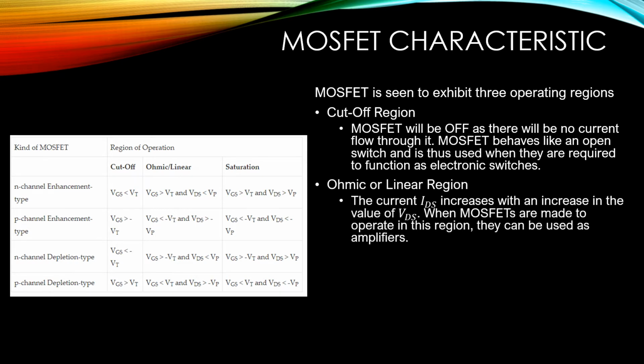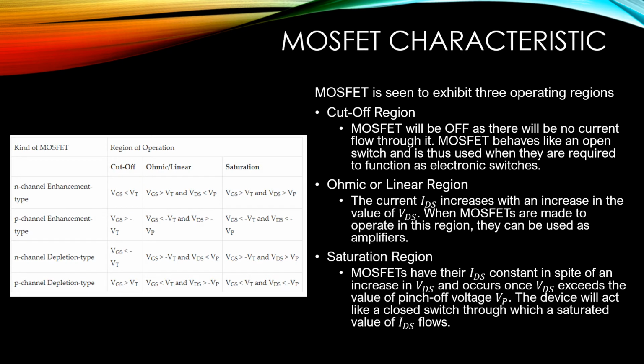The second region is the ohmic or linear region. The current IDS increases with an increase in the value of VDS. When the MOSFET is made to operate in this region, it can be used as an amplifier. The last one is the saturation region. In this region, the MOSFET has its IDS constant in spite of an increase in VDS, and this occurs once VDS exceeds the value of the pinch-off voltage VP. The device will act like a closed switch through which a saturated value of IDS flows.